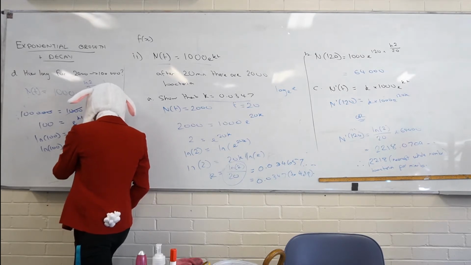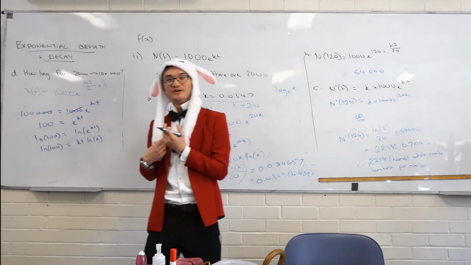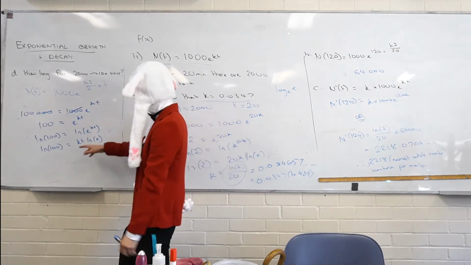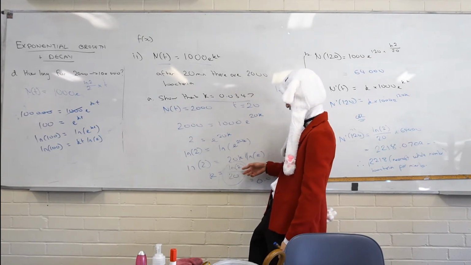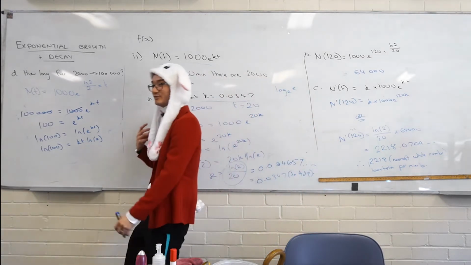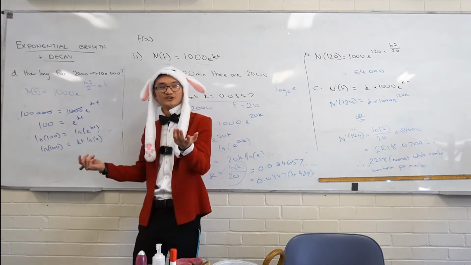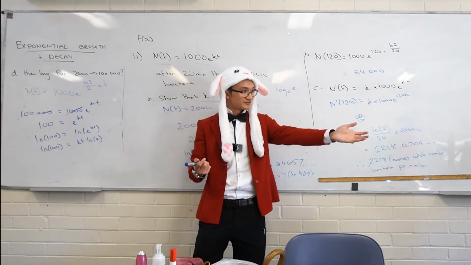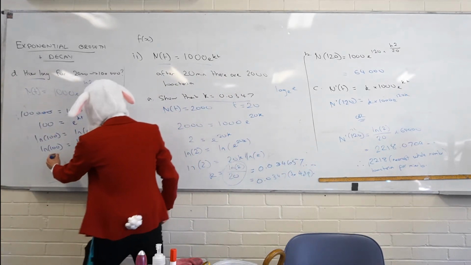But don't forget, I've written just k to save myself time. If that's not too clear, you can write 0.0347 or ln 2 on 20 each time. It's just to save me a bit of time there, right? Whichever kind of works for you. But what's the actual unknown in this expression? What are we trying to find? Time, right? How long? Don't forget that. How long? So we can just rearrange for t.